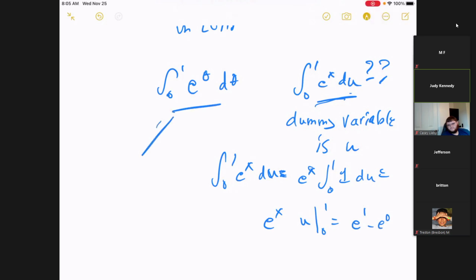Now this one, the dummy variable is theta. And for the antiderivative, now e to the theta is not a constant. It's a function. The antiderivative of e to the theta is e to the theta. Go from 0 to 1.